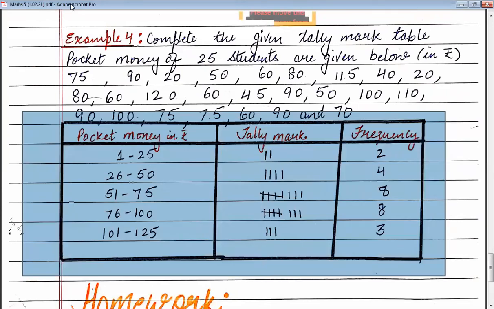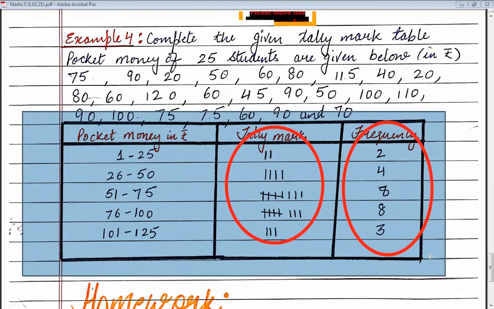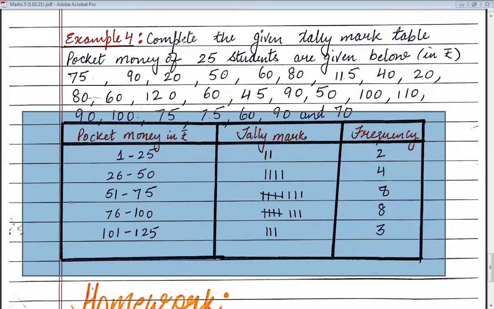So your tally mark is this one. Okay. And frequency is the number of times your pocket money is there. Okay. So for 1 to 25, what is the frequency? That is 2. And from 26 to 50, what is the frequency? 4. The next one is 8. And from 76 to 100, it's again 8. And 101 to 125, it's 3. Okay, students? So these are the entries. And this is your frequency distribution table.